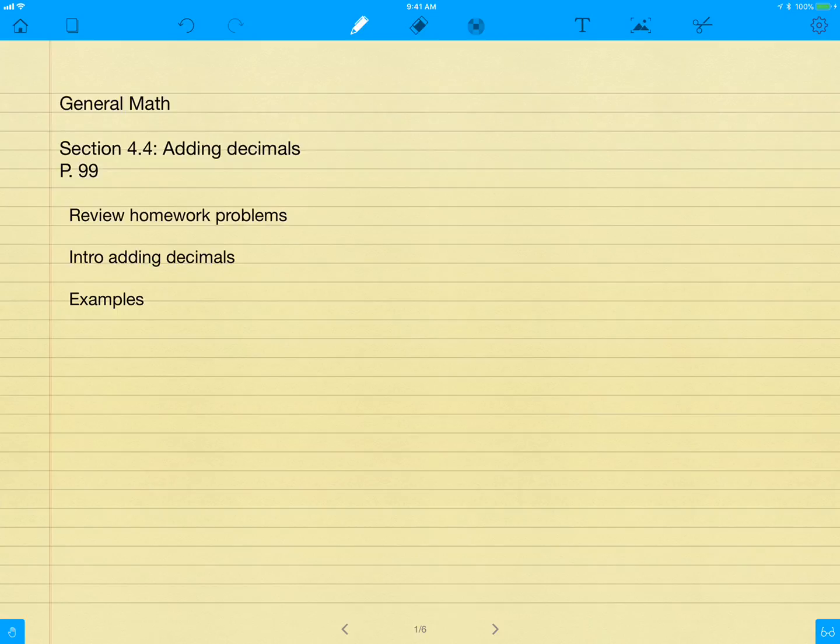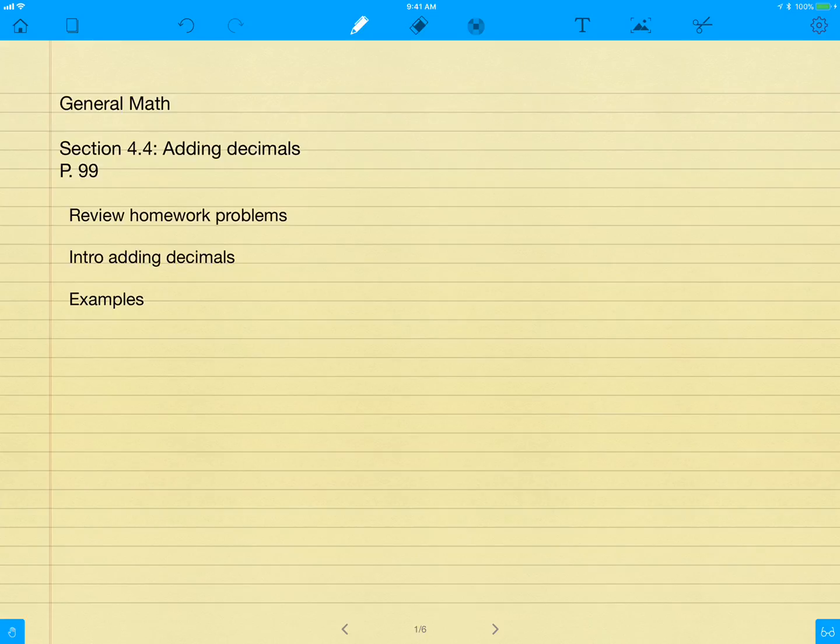Today we're going to be walking through a few notes I was planning on walking with you anyway. We're jumping into a new section, section 4.4, called Adding Decimals. It's found on page 99 of your textbook if you want to see some more examples.